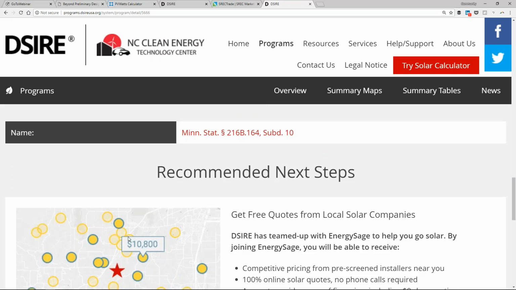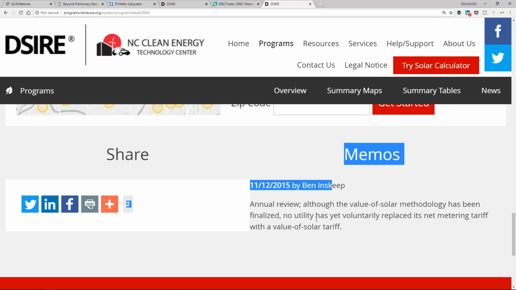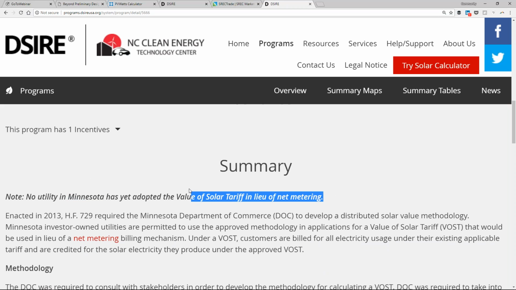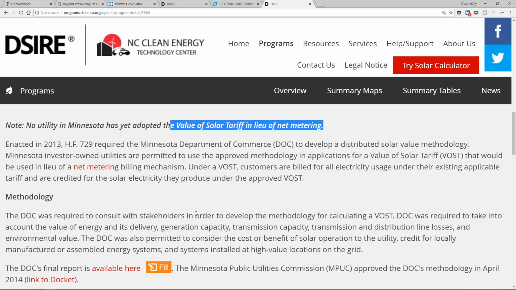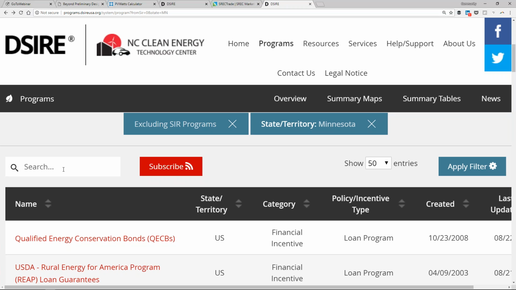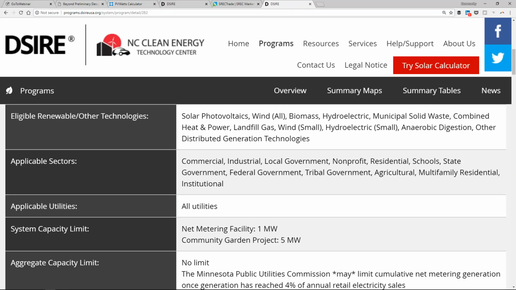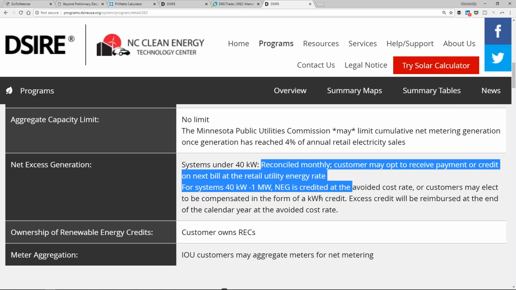And I don't know how up to date this page was. It looks like it's been updated. All right, it's updated in 2015. So no utilities had gone for it yet, but it's a tariff that's adopted in lieu of net metering. And so it's a rate structure that Minnesota, I think they have a net metering law on the books. Yeah, here they do. They say we have net metering, and so they're already anticipating. Their net metering is no limit, reconciled monthly.